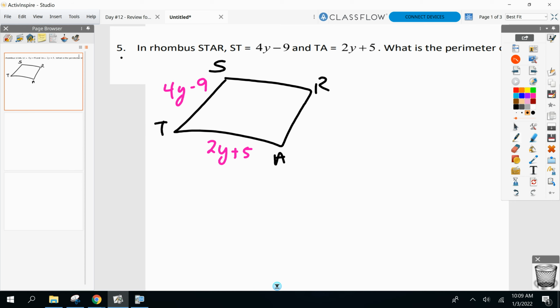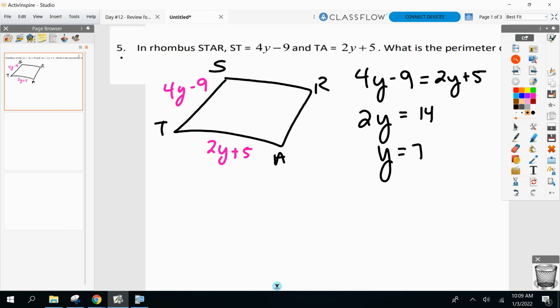All sides in a rhombus are congruent. So that allows me to say 4y minus 9 equals 2y plus 5. I don't know that unless I know all sides in a rhombus are equal. Know your properties. 2y equals 14. y equals 7.